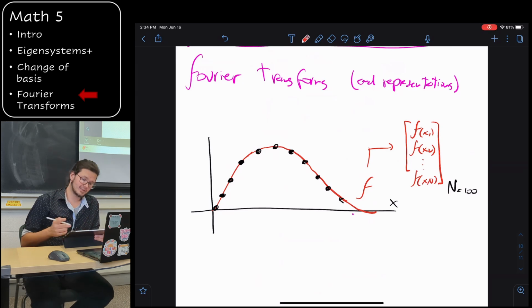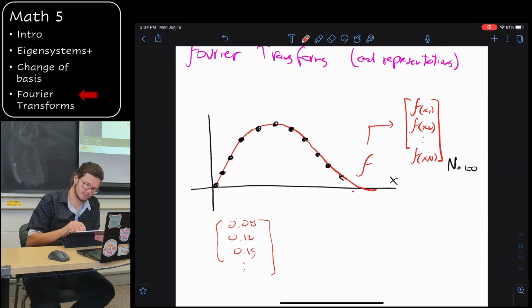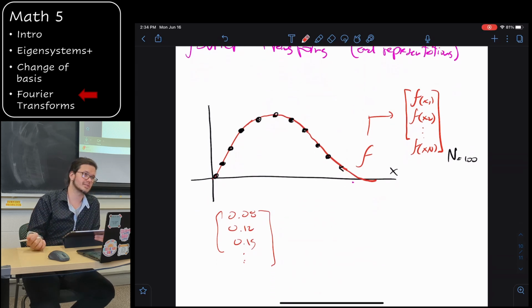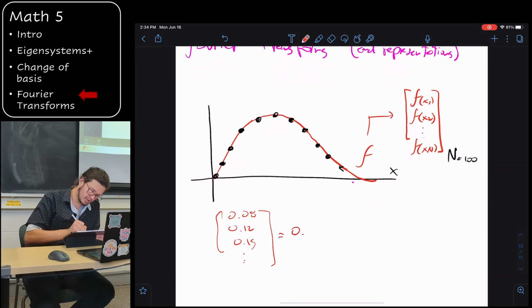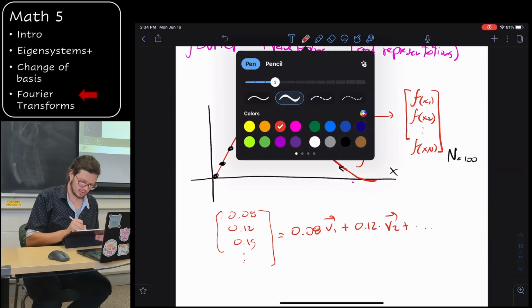You can think of this as a vector in a very high dimensional space, but what is the basis that you're using? If I write these as numbers, 0.08, 0.12, 0.15, etc., these numbers are the coefficients of a basis expansion. I should be able to write this as 0.08 times the first vector of my basis plus 0.12 times the second vector of my basis plus dot, dot, dot. Who are these vectors in this case? Anybody has any idea? I'm going to color them in blue.